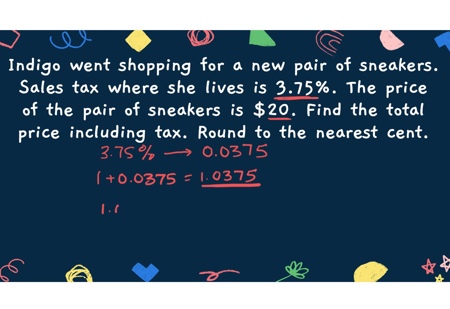So 1.0375 times 20. And when I plug that number into the calculator, I get a total of $20.75. So it says to round to the nearest cent. Now, if I'm doing that, I need two numbers after the decimal place, which I currently have. So I don't have to round this one. This is just my answer. $20.75 would be her new total.